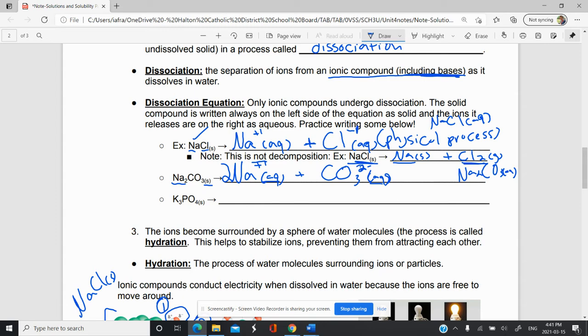You can try the next one on your own. Try to write a dissociation equation. Remember, dissociation equations always start off with the solid substance, and then you separate it into its ions. It's not a decomposition, it's a dissociation, because you still have that compound just separated by water particles.